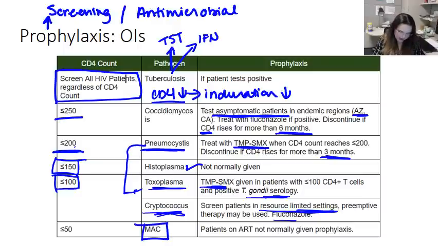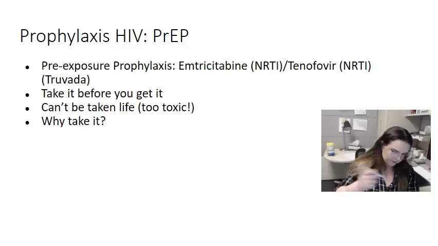I also mentioned MAC here. This is a non-tuberculoid mycobacterium. Patients on ART are not normally given prophylaxis, but obviously if your patient is not on ART, we could see a situation where their CD4s would fall below 50, at which point you may choose to prophylax for MAC.